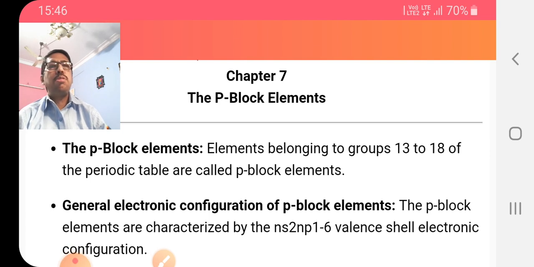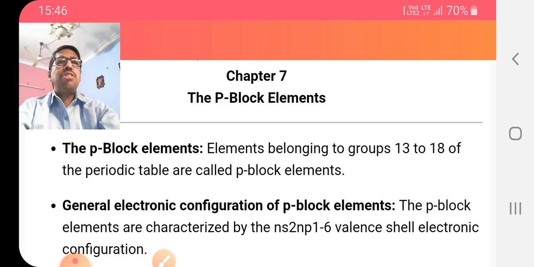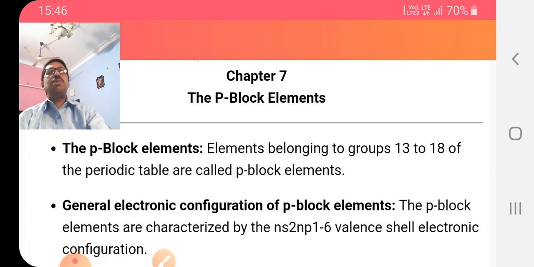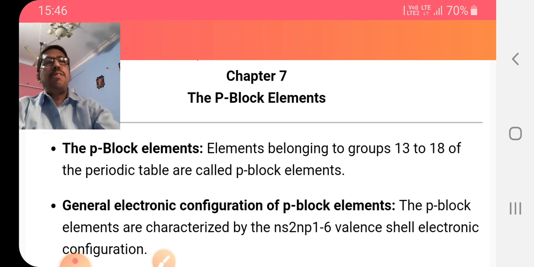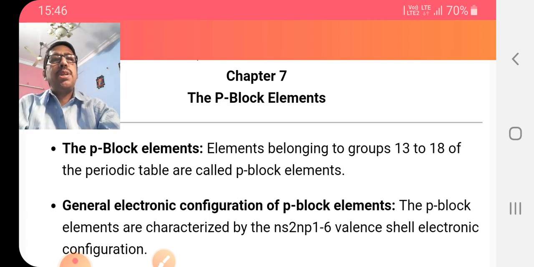Now, today we are going to discuss a very important topic of class 12, that is chapter number 7, p block elements. Now, let us start. What do you mean by p block elements? The elements for which the last electron enters into the p orbital are known as p block elements.